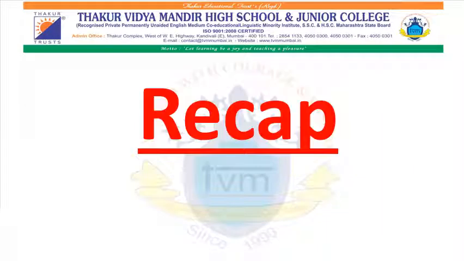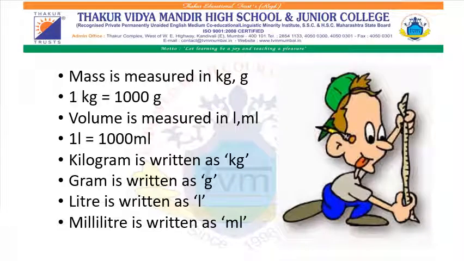Let us take a quick recap of what we have seen today. We saw that mass is measured in kg or gram, volume is measured in liters and milliliters. Kilogram is written as kg, gram is written as g, liter is written as L, and milliliter is written as ml. 1 kg is 1000 gram and 1 liter is equal to 1000 milliliters. You have also seen the conversions.